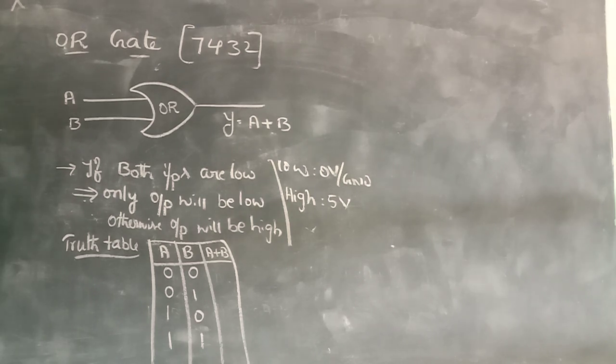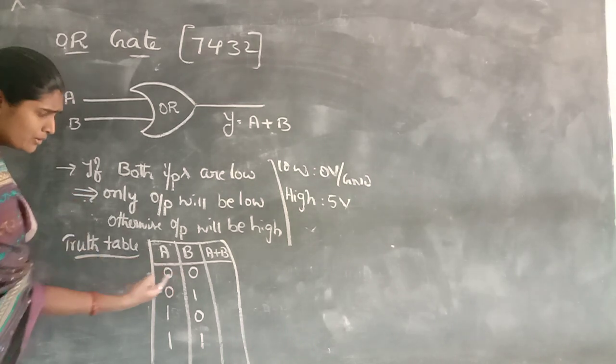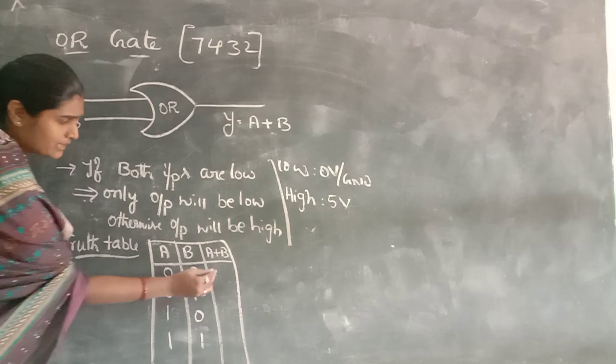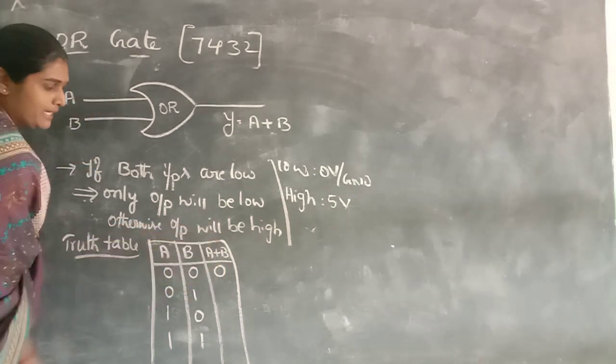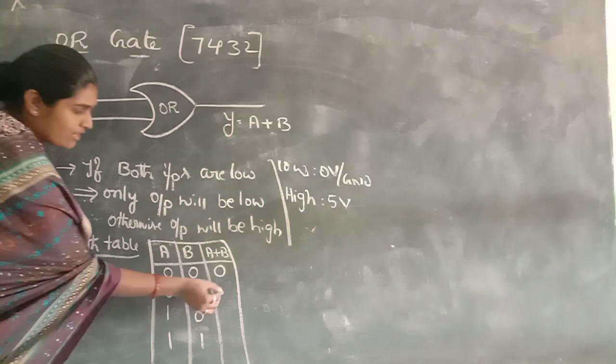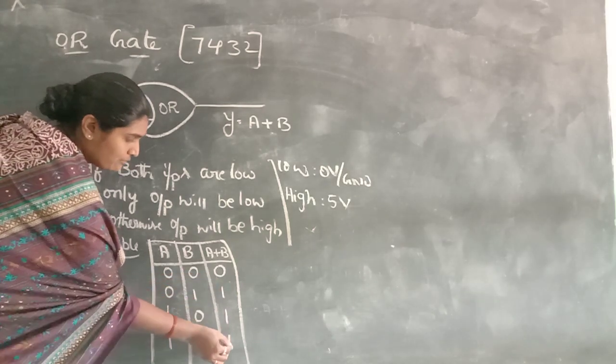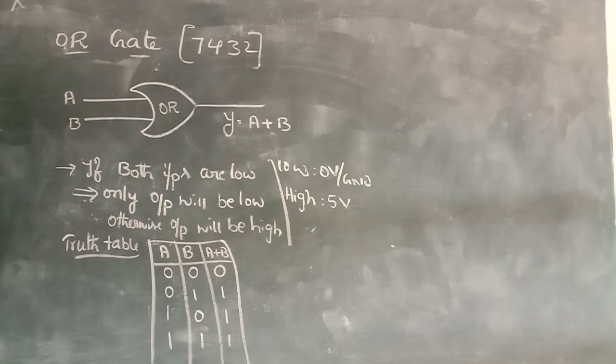What is the logic of the OR gate? If both inputs are low, then only the output will be low. That means here both inputs are low, 0 0, then only the output will be 0. Otherwise, the output will be high, that means otherwise the output will be 1. This is the logic of the OR gate.